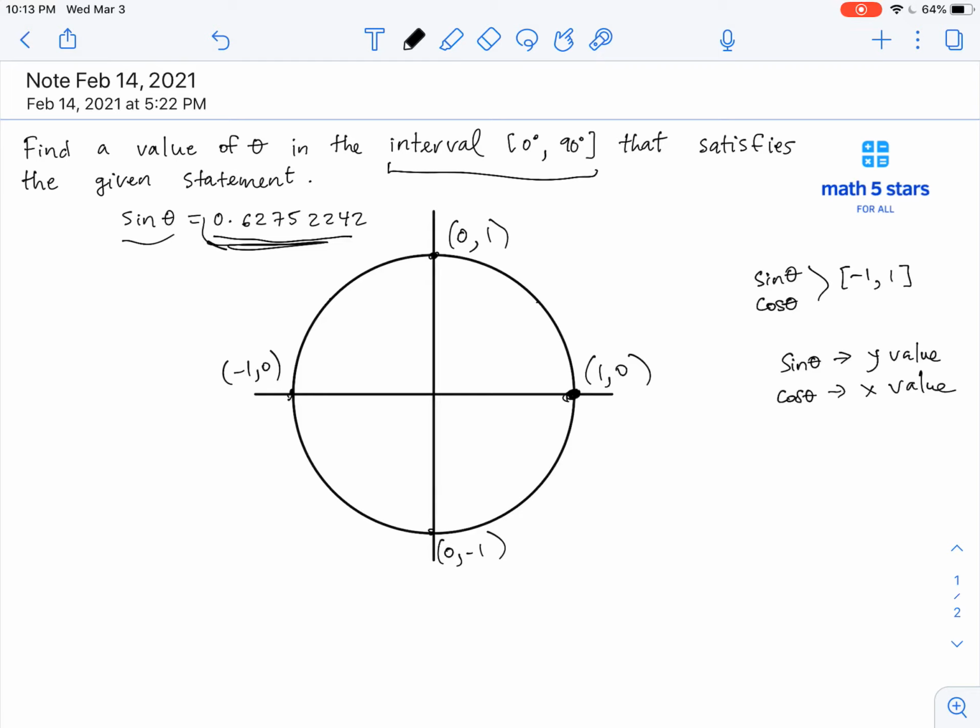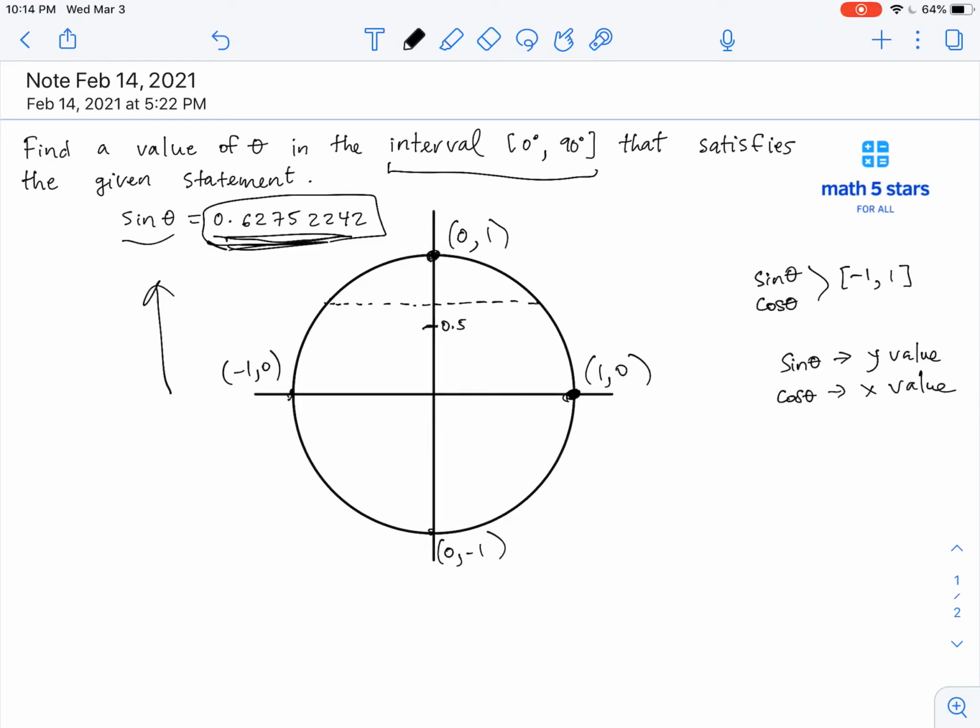So here we see that the information tells us that the sine is 0.62 and so on, right? So that means that we're looking at the y value. If we look at this right here, this will be negative, so we need to look up here because that's where y is positive. And y is 0.62, which means it passes 0.5. This is 1, this is 0.5, so 0.6 should probably be somewhere here.